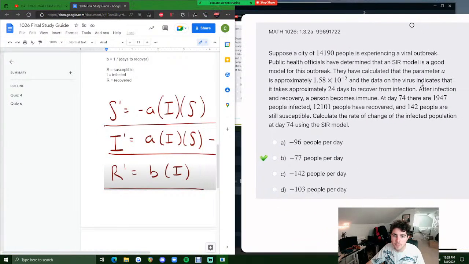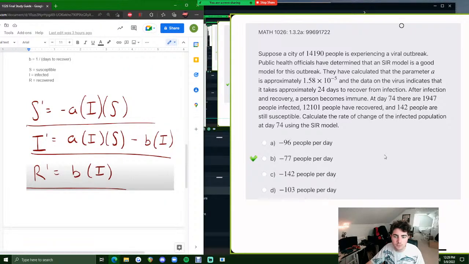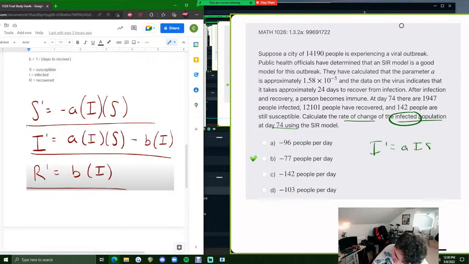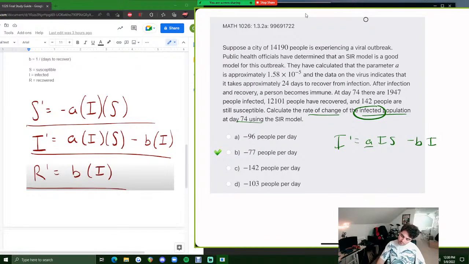So in this problem, they ask us to calculate the rate of change of the infected population at day 74. Okay, so what do we know? The rate of change of the infected is represented with I prime. And if we know that I prime is A times I times S minus B times I, we want to see if we can find all the information in the problem statement that can help us fill out A, I, S, B, and I again.